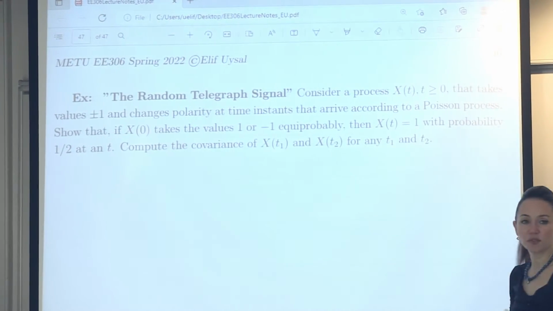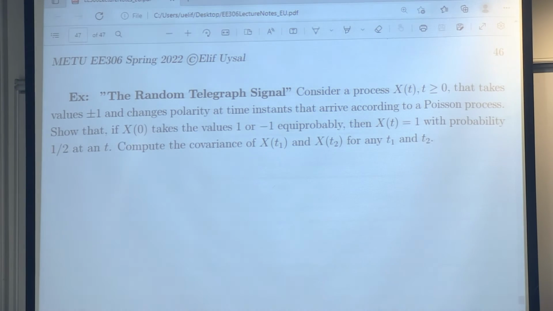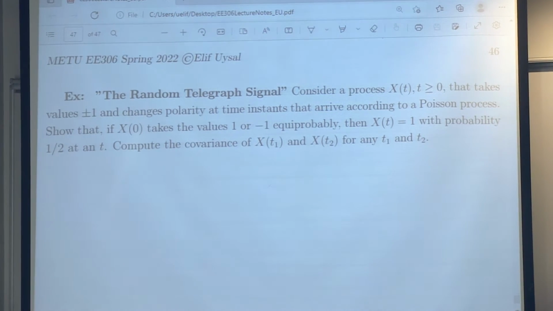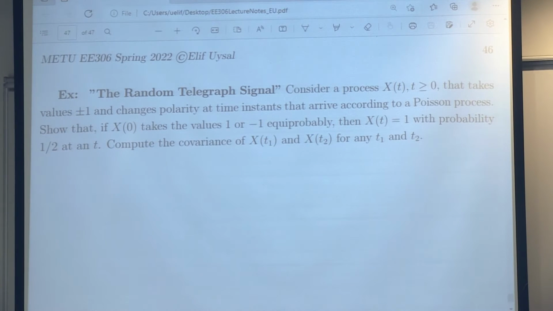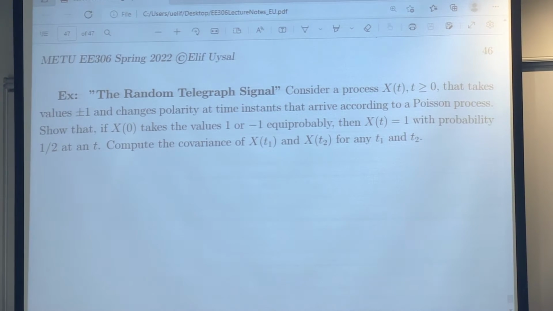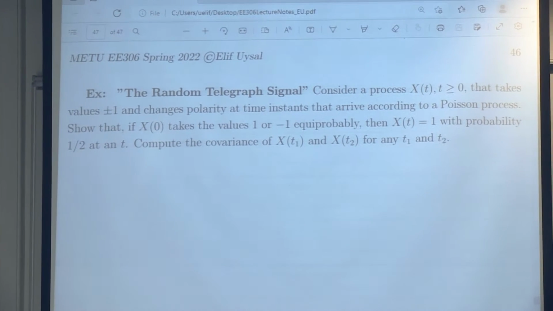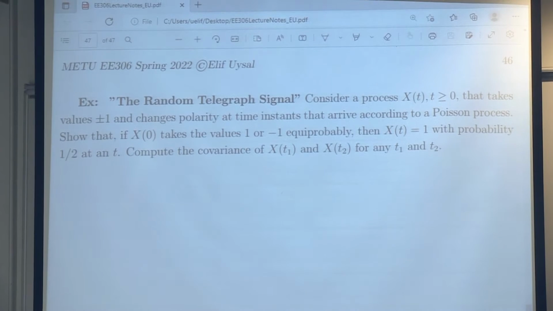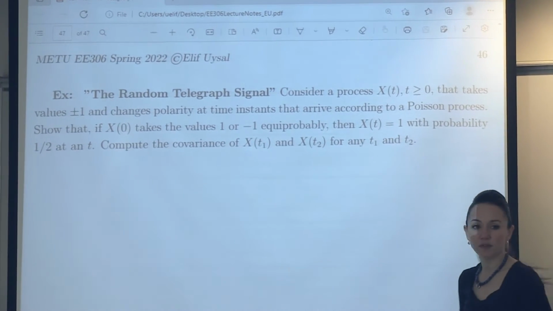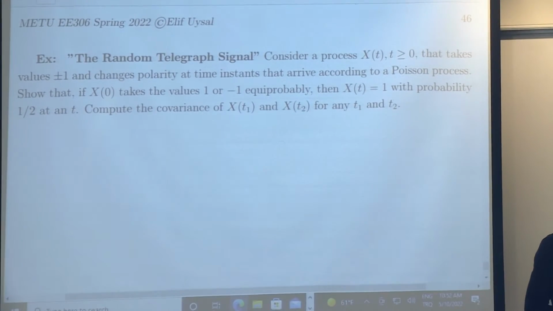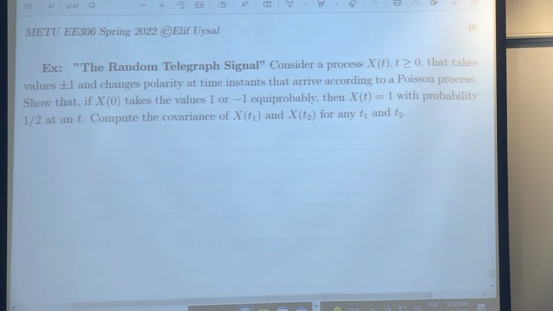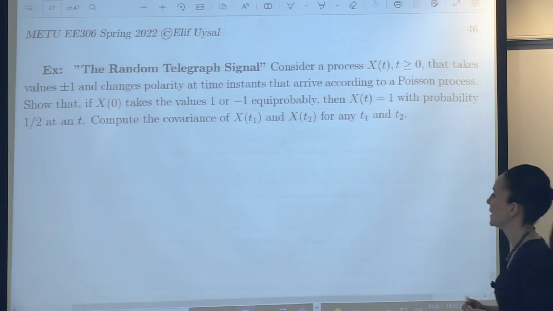Consider a process x of t, which takes values plus minus 1. Going back to the telegraph, which had basically two voltage levels. This changes polarity at a random time instance. And these random time instances occur according to a Poisson arrival process.